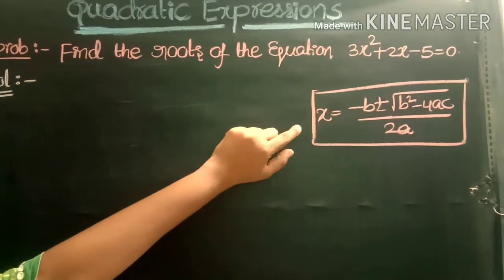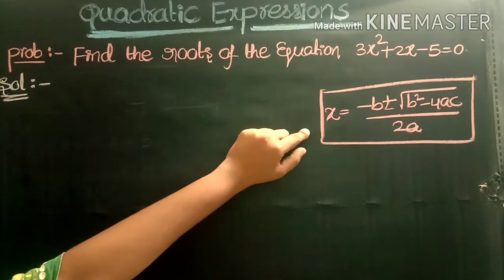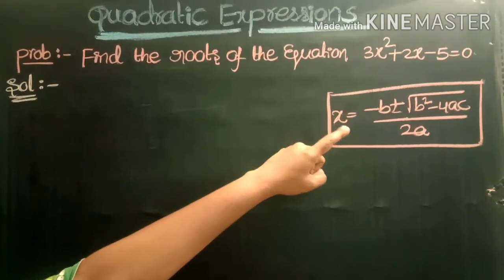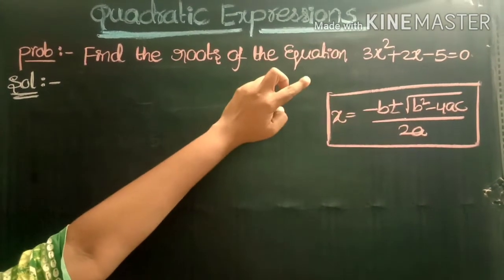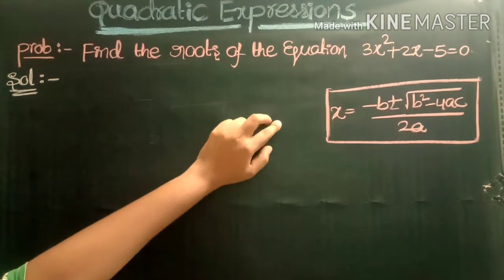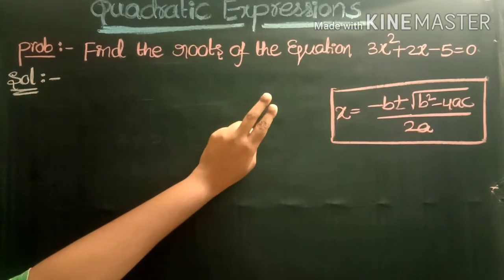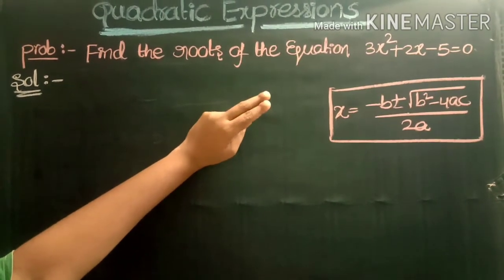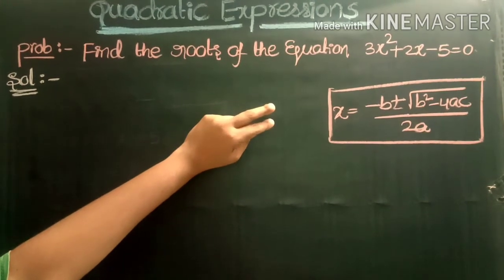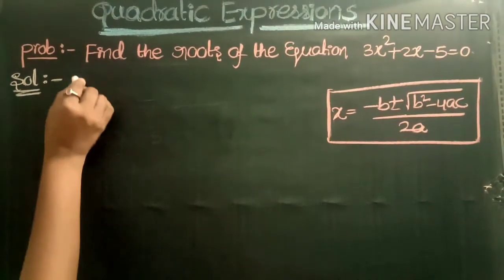This is the formula for finding the roots of the equation, that is x is equal to minus b plus or minus square root of b square minus 4ac by 2a. By applying the formula, we can get the roots of the given equation. And the second procedure is simply we take the factorization, which is a very well-known method to us. So here in this problem, since it is a simple problem, we solve this problem by taking the factorization here. So first I take the given equation.